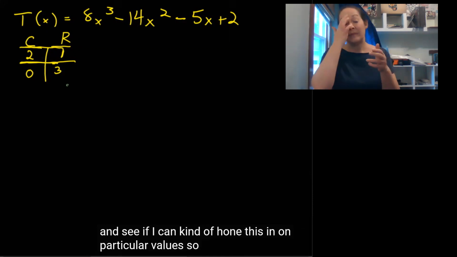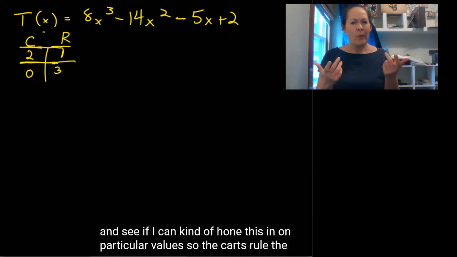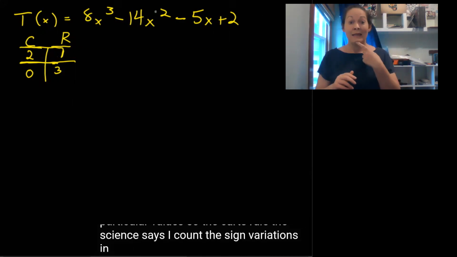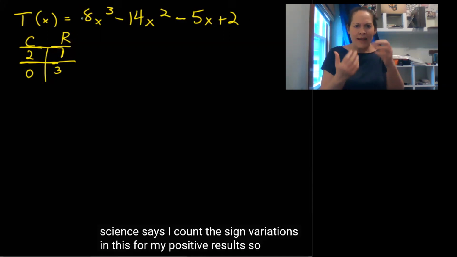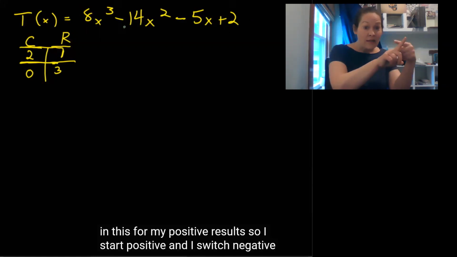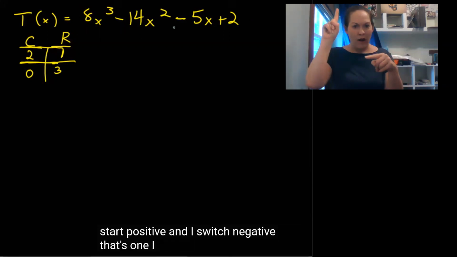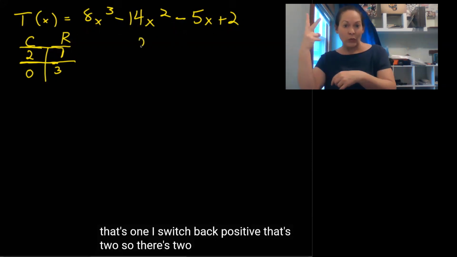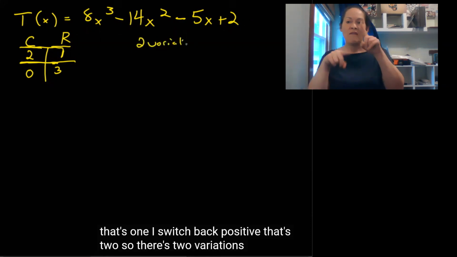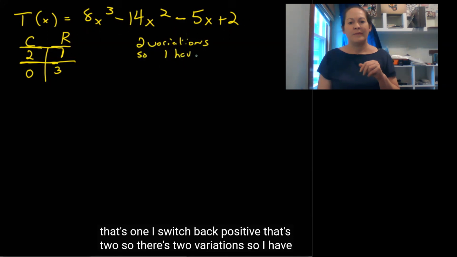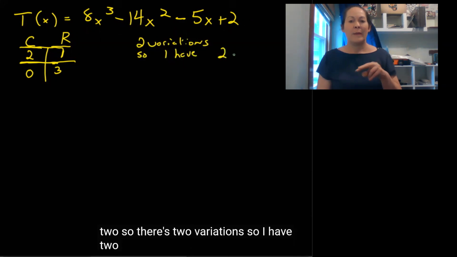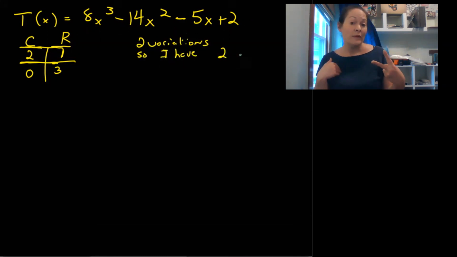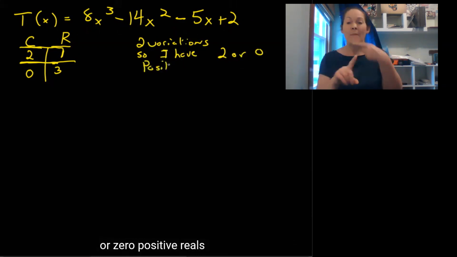So, Descartes' rule of signs says I count the sign variations in this for my positive results. So I start positive and I switch negative. That's 1. And I switch back positive. That's 2. So there's 2 variations. So I have 2 or 0 positive reals.